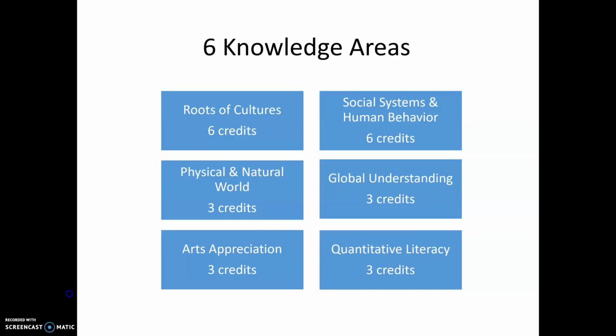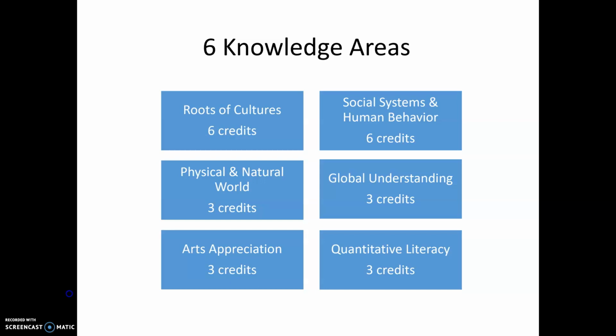The 6 knowledge areas that are on the screen here are the different groupings that your transfer courses may fall. Roots of Cultures includes humanities courses. Think things like philosophy, literature, history, religious studies. Social Systems and Human Behavior is our social sciences category. Here's where coursework in things like psychology, economics, speech communication, sociology may fall. Physical and Natural World is our science-based category. Global Understanding deals with foreign languages, people, and cultures.